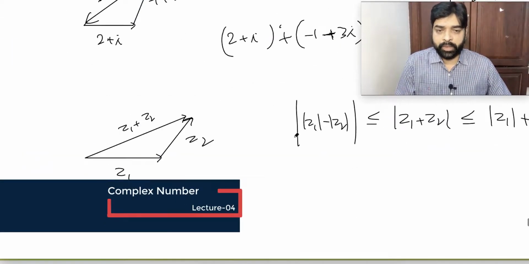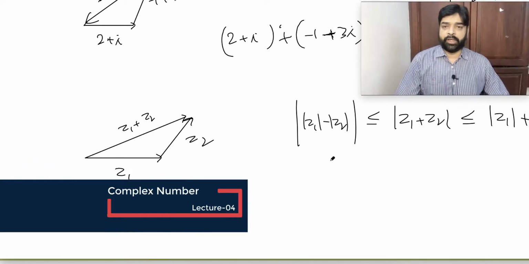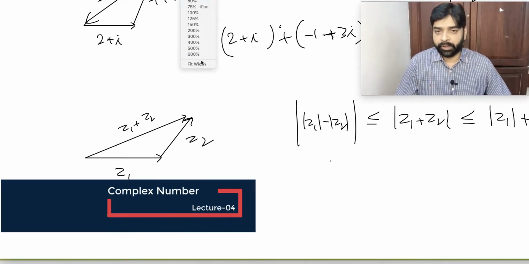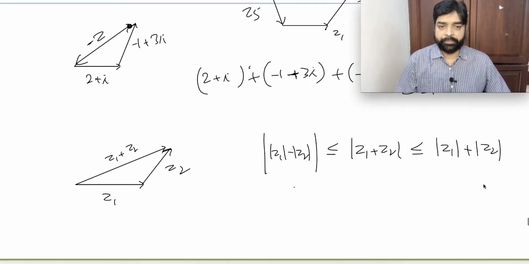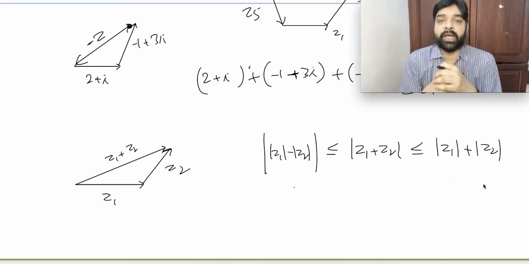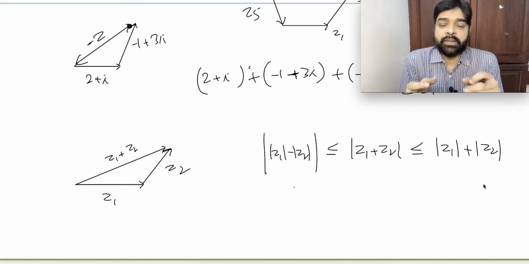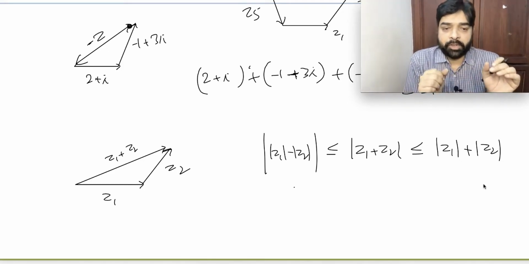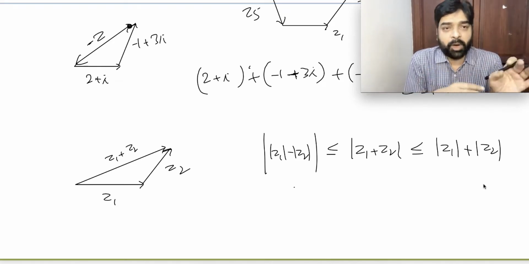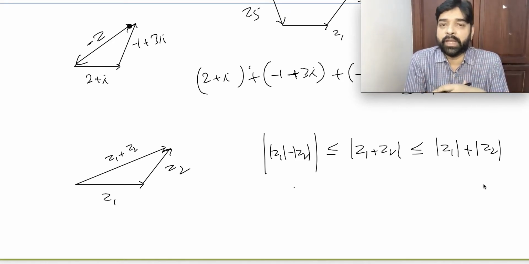So now we discuss this triangular inequality, and this was that inequality. Mod of Z1 plus Z2 will always be less than or equal to mod Z1 plus mod Z2 and greater than or equal to mod Z1 minus mod Z2. This is called the triangular inequality.